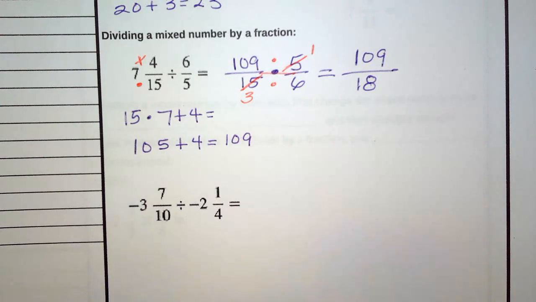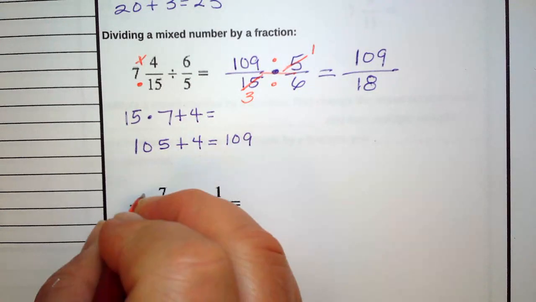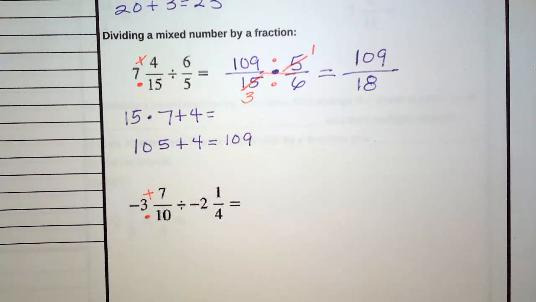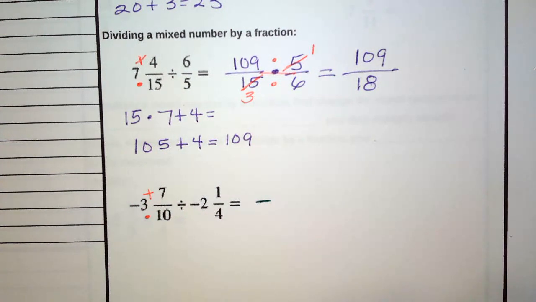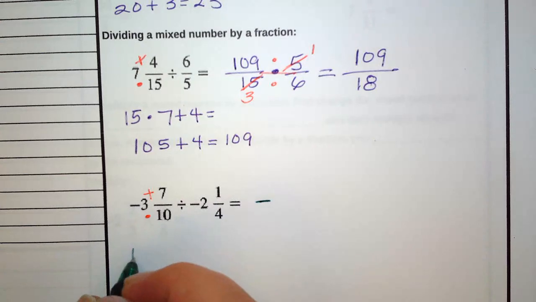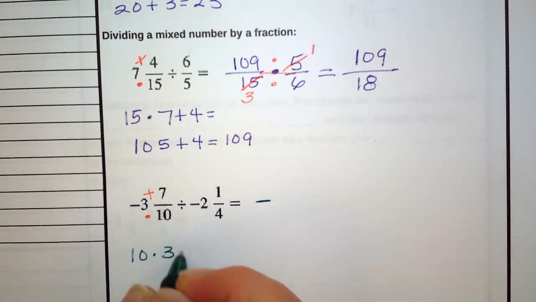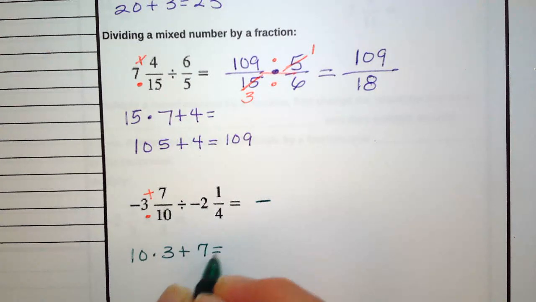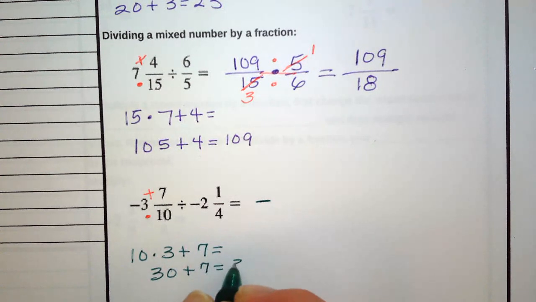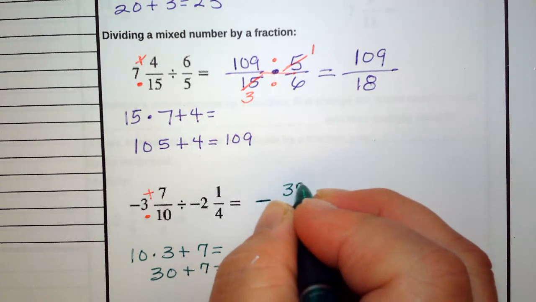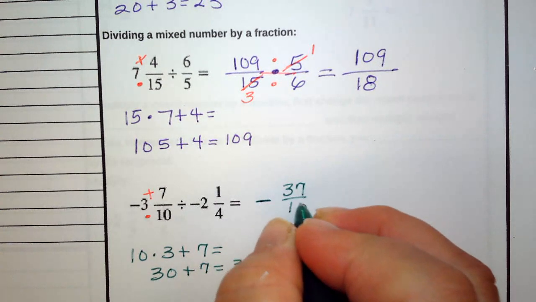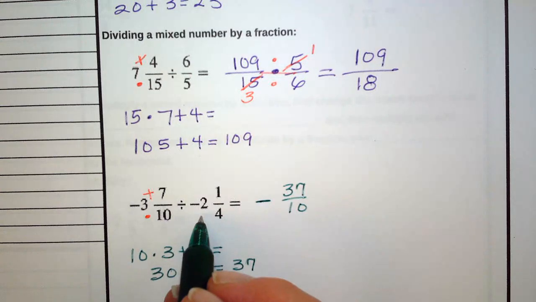I hope you tried. We multiply and then add. The first thing I'm going to do, though, is bring that negative sign over here so I don't forget. 10 times 3 plus 7. 30 plus 7, 37. So it's negative 37 over 10. Oh, I've got a second one to work on.